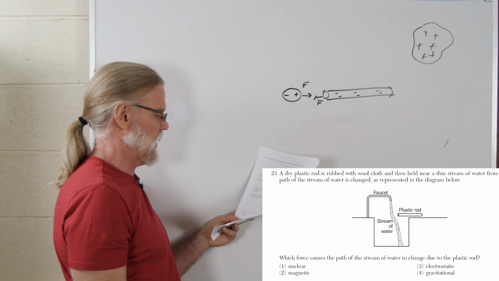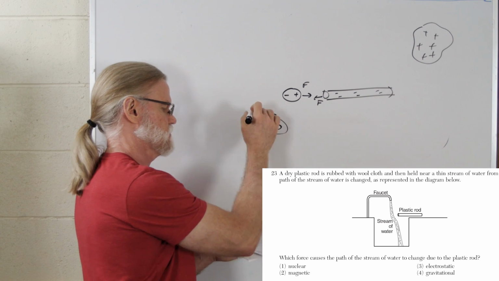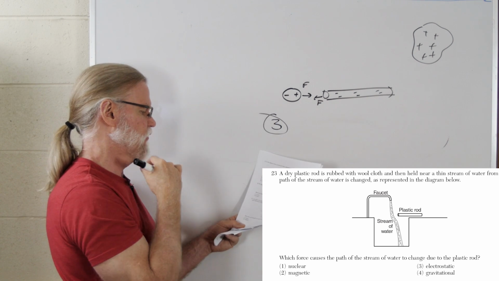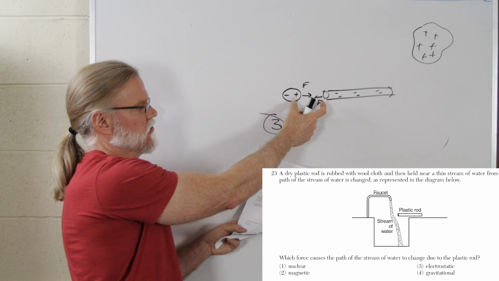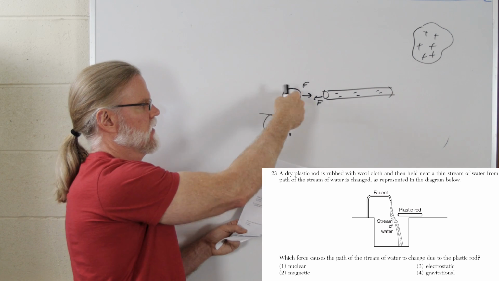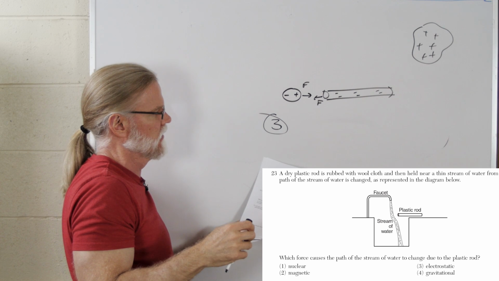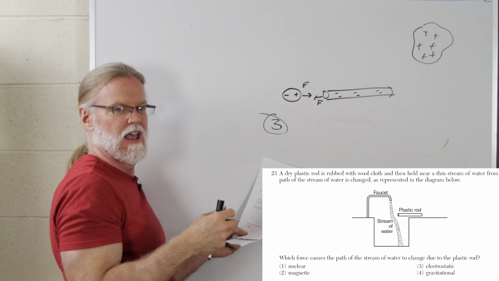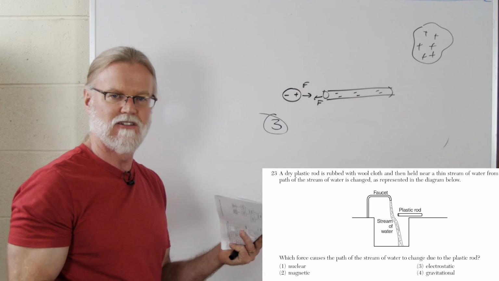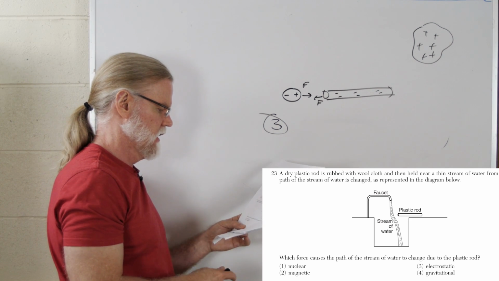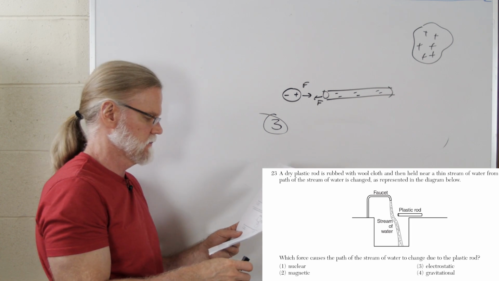Which force caused the path of the stream to change? Let's see. That is electrical. Not nuclear. Nuclear forces only exist within the nucleus. And this, of course, is outside the nucleus. The force is occurring over space, over a large distance, actually, compared to a nucleus or an atom. So this is an electrical force. And the only forces that exist outside the nucleus would be gravity or the electromagnetic force. But this is electrical, not magnetic. So this was 3.